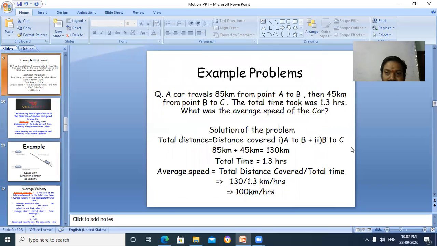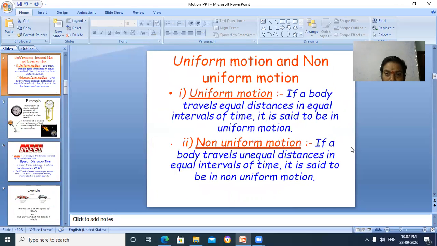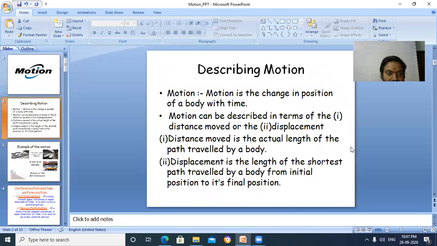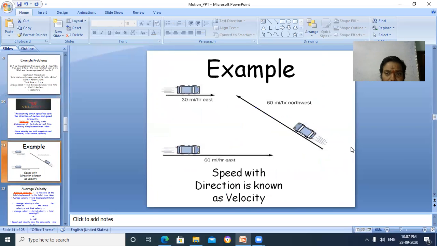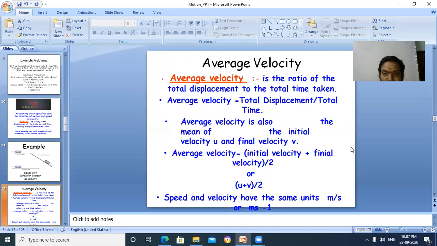Now, in the previous case, in the case of speed, the direction is not there. If the direction is not there, then we say it is only speed. Otherwise, we have to describe it as velocity. Now, along similar lines to average speed, average velocity is also the total displacement by total time taken. That's what we say average velocity is.